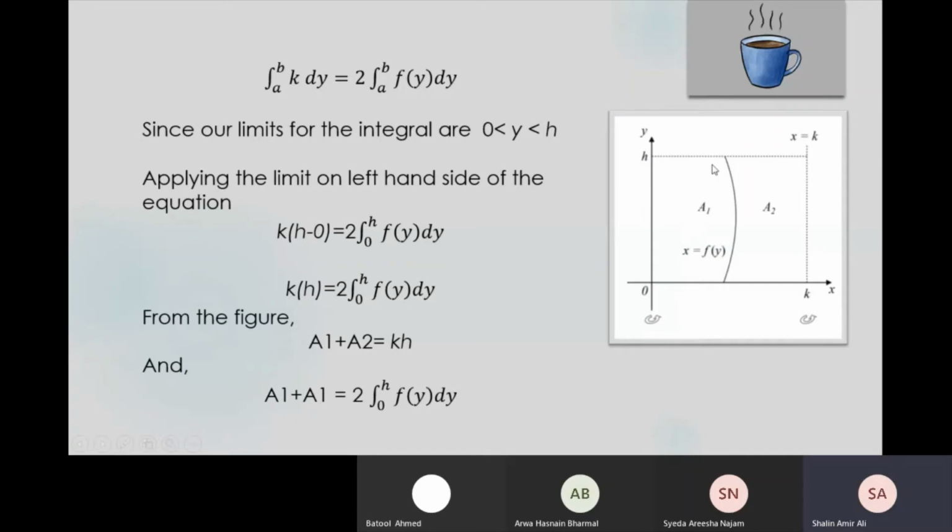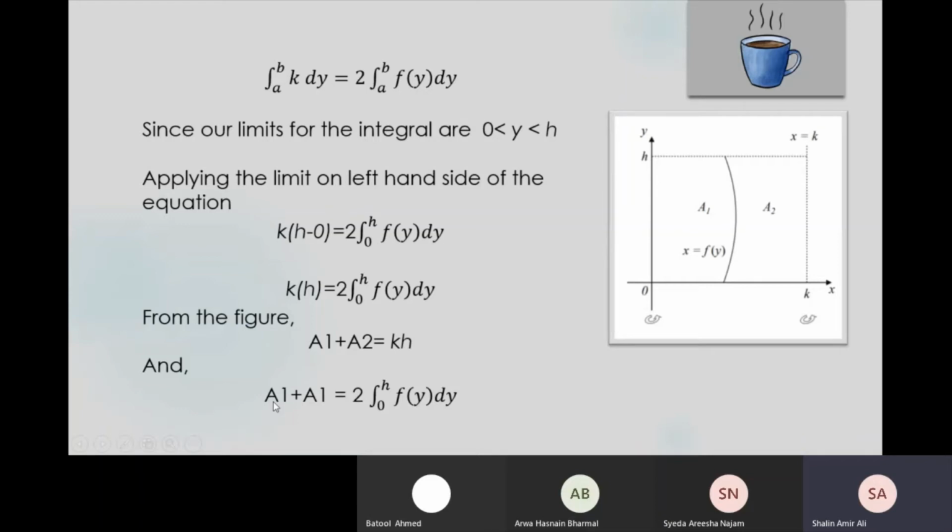What we can also note from here is that when we integrate our curve f of y, we get the area a1, which is half the area of cup A. So doubling it, we get a1 plus a2 is equal to twice the integral of f of y dy, which is the area of cup A.